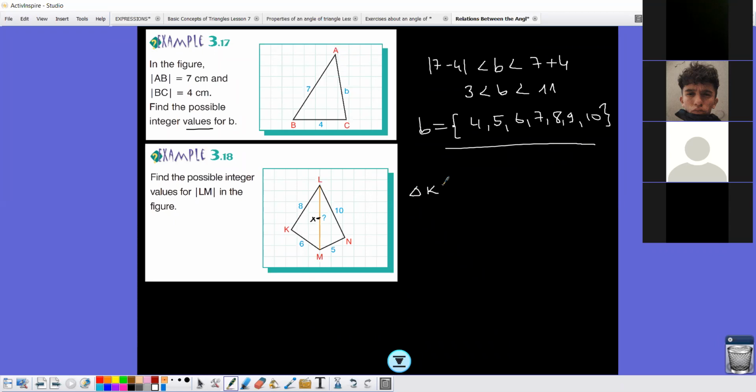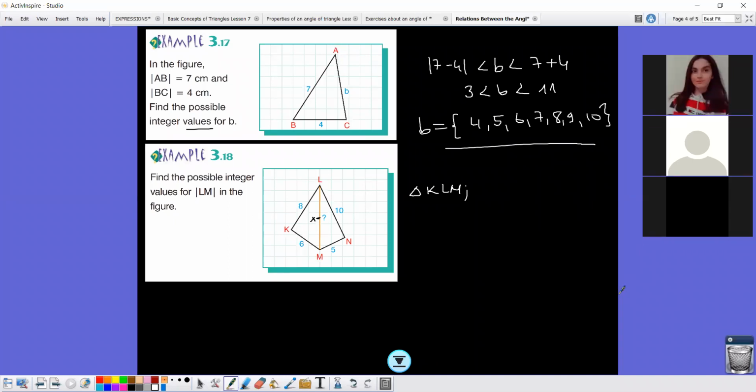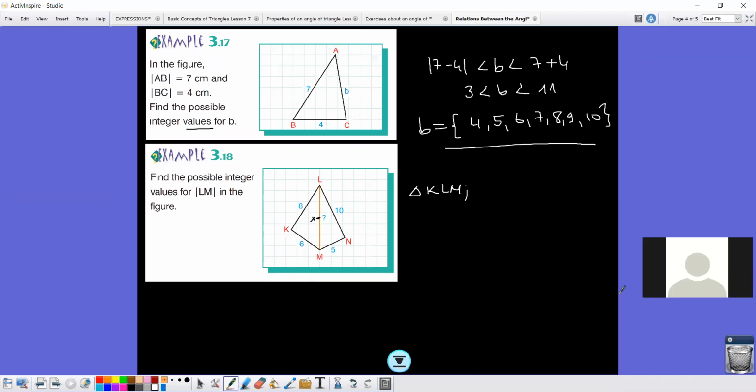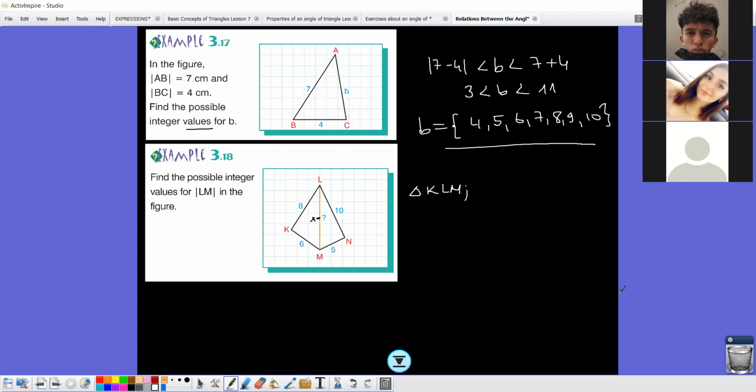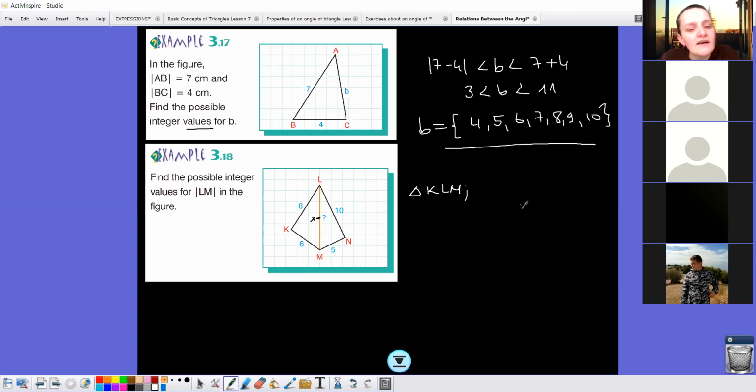For triangle KLM, what will be the triangle inequality? What will be the triangle inequality for this? Tringa, are you here? Teacher, I think she has a problem with the internet. Yes, teacher, I'm here. You're here, Eva. Eva is answering. Hi, Eva.